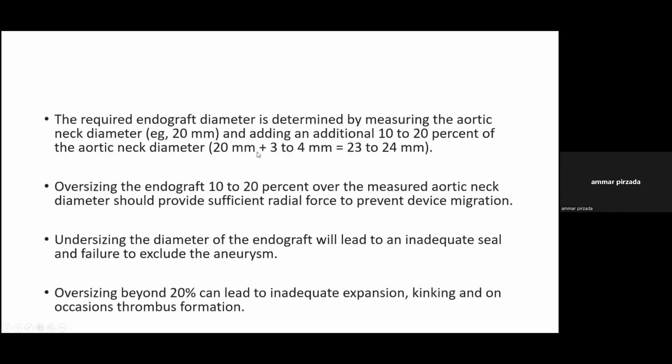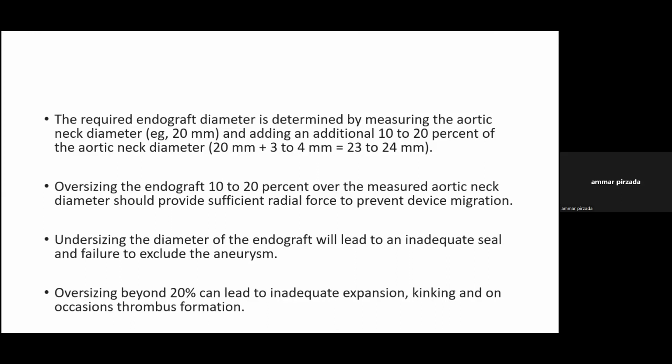The required endograft diameter is determined by measuring the aortic neck diameter. For example, if we consider it to be 20 millimeter or 2 centimeter, then we should add at least 10 to 20% of the size, which is known as the oversizing. So if it's a 20 millimeter neck, then we need to add 3 to 4 millimeters to make it somewhere around 23 to 24 millimeter, the size of the endograft that would be suited to it. Oversizing to about 10 to 20% basically provides sufficient radial force to prevent device migration.